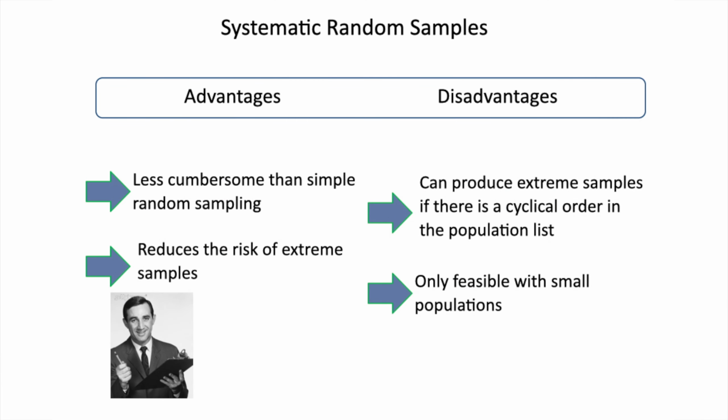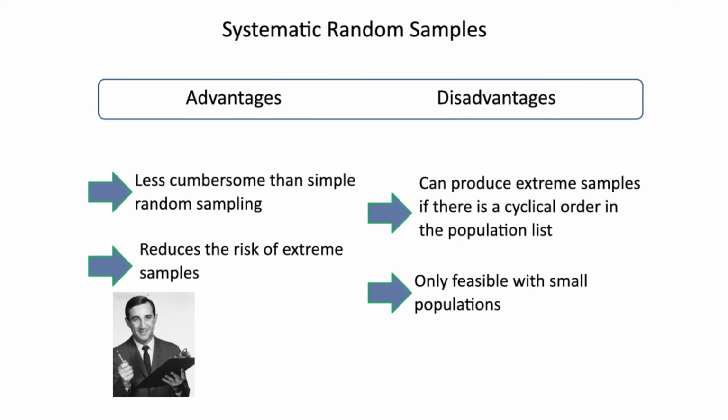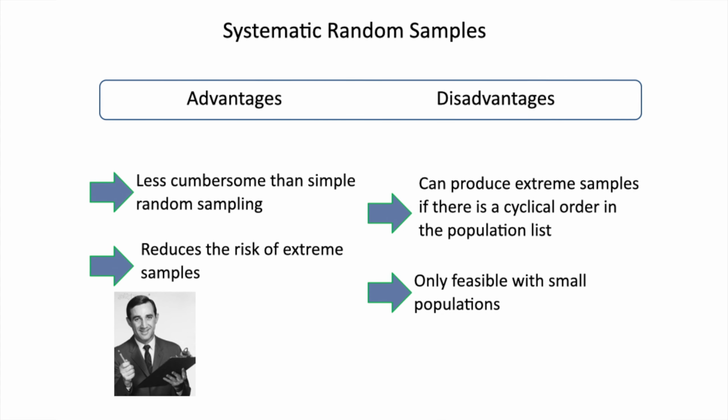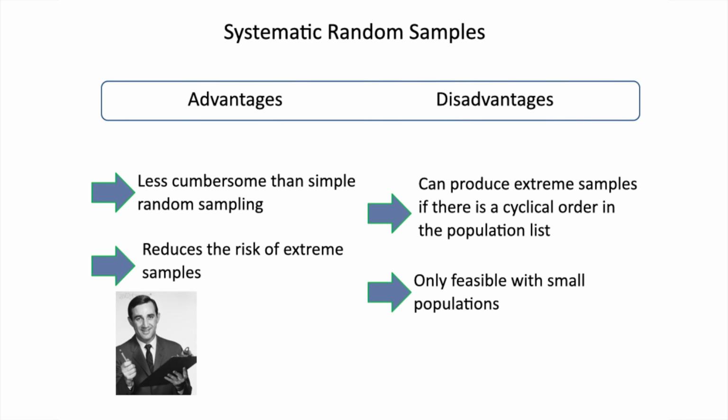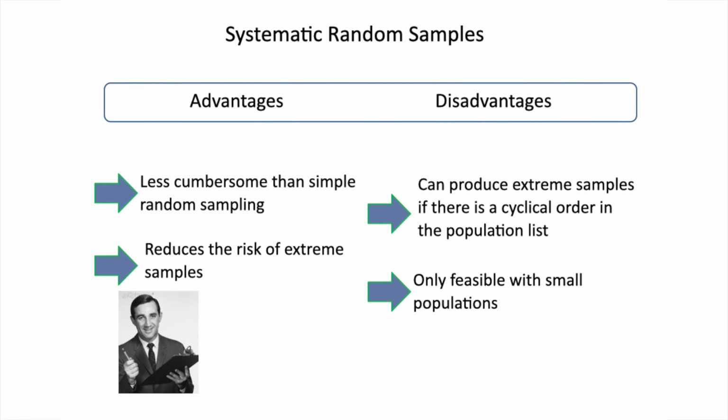Here's the advantage. Once you get it set up, it's actually pretty slick and pretty quick. So it's less cumbersome once you get it set up than a simple random sample. And because of that, you don't have this thing where everybody's got the equal probability of being included. And so what this means is that it reduces the risk of an extreme sample, because you can no longer say that every possible combination of people has an equal likelihood of being included in the sample, right?